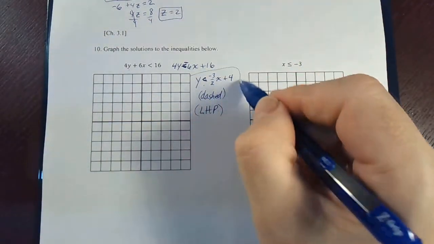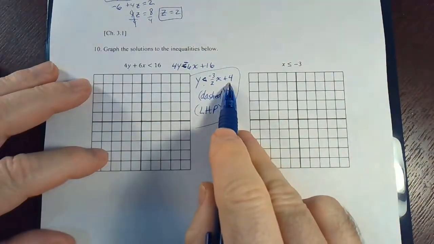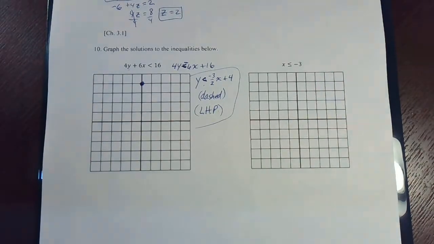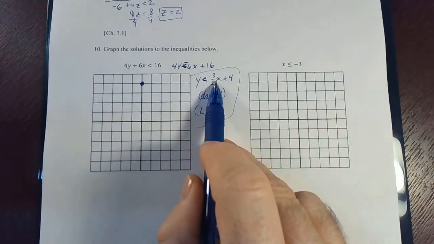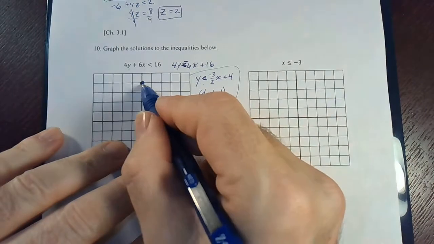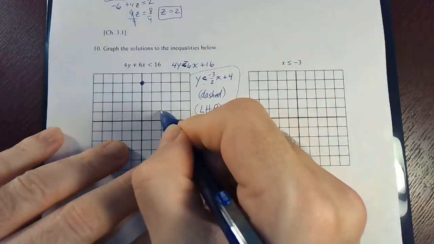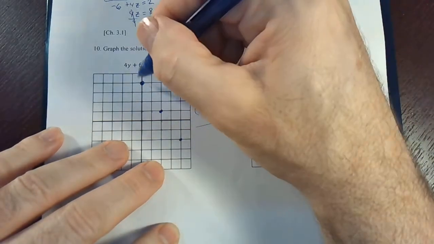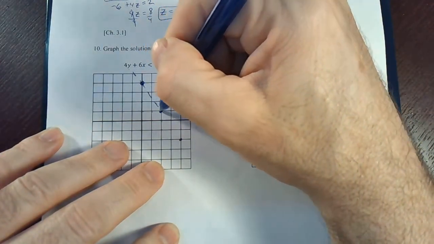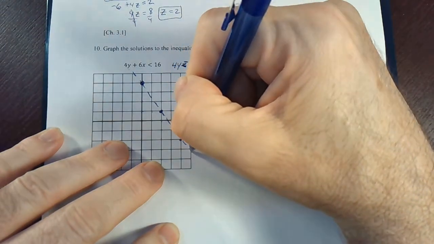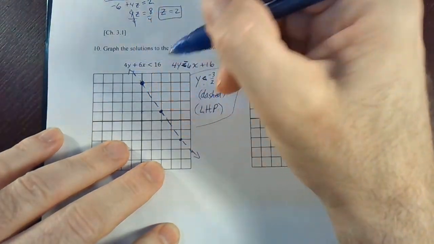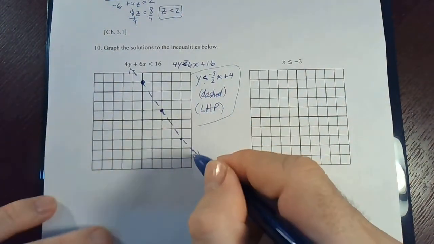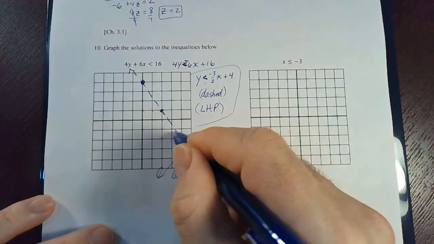All right, so this is all we need to get this done. Y-intercept is 4. So 1, 2, 3, 4, that point. And the slope is negative 3 over 2, which means down 3 to the right 2. Go down 3 to the right 2. Down 3 to the right 2. So dashed line, like so. And then the lower half plane. So it's going to look like this.